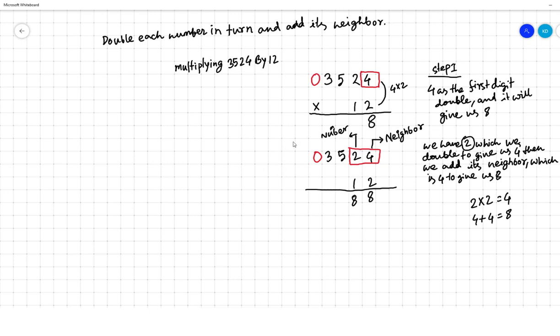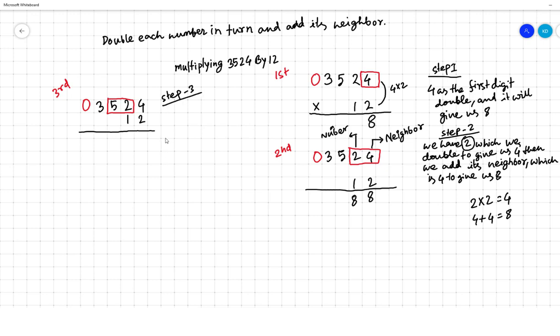Now the third step, it is again we need to repeat this process. What is this process? We should know this is the first step and this is the third step. In the third step, I again write down this number, 03524, and multiply this by 12, and here we have 5 and 2. So what is the neighbor? Neighbor is 2 and number is 5.